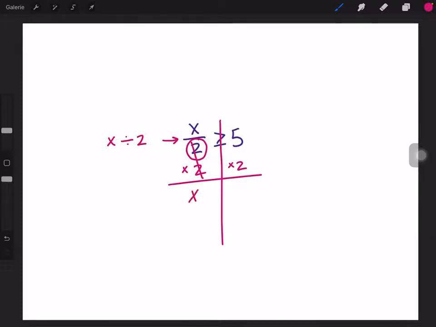That goes away, so I have x. I keep the same signs. You'll notice my sign is now different. It is now greater than or equal to. So I keep that same sign down below. 5 times 2 will be my answer. So 5, 10. My answer is x is greater than or equal to 10.